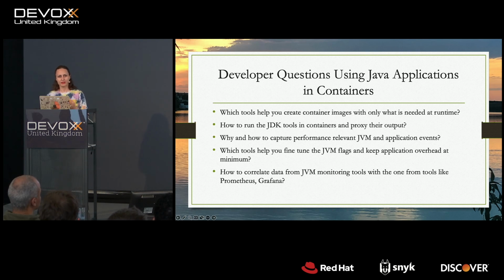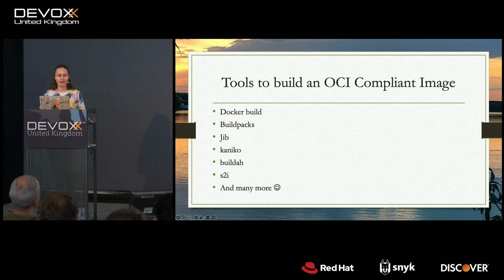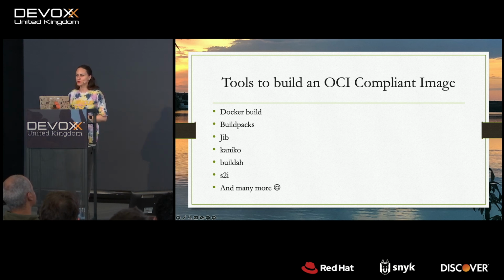And probably you've been to several presentations here at DevOps UK this year or in previous years, or you have worked with a lot of tools to build an OCI-compliant image. These are the tools that I have worked with. And all of them can build a container image, right? But I think everybody started with the Dockerfile.